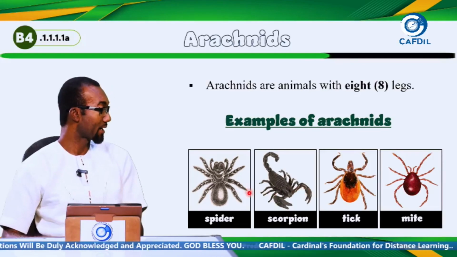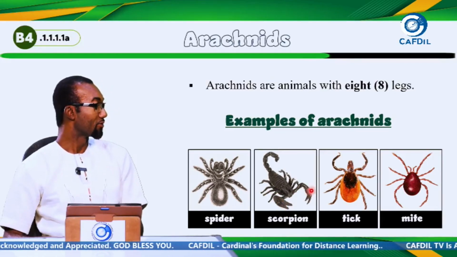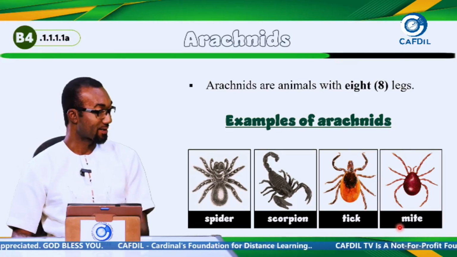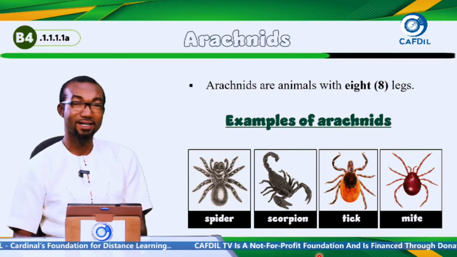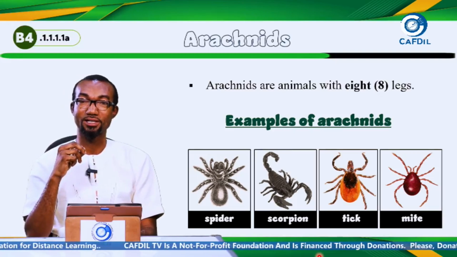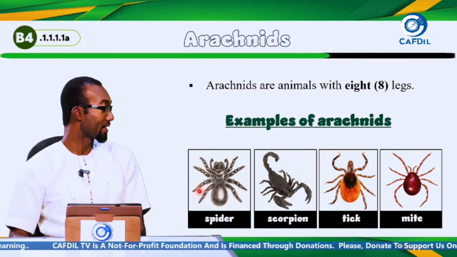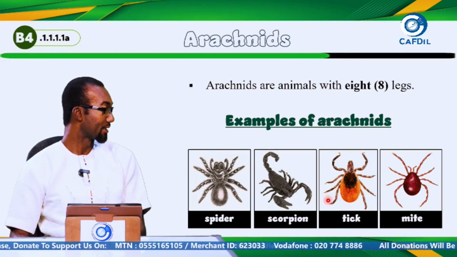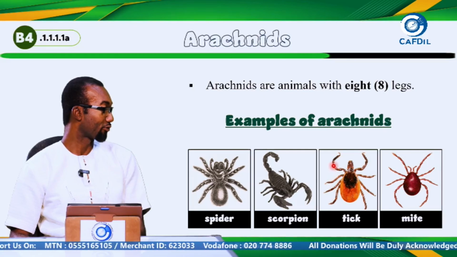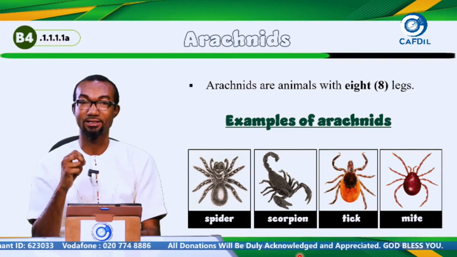If you look at the spider, if you look at the scorpion, if you look at the tick, if you look at the mites, they all have 8 legs. And because of their 8 legs, they are not considered as insects, but rather they are considered as arachnids. So if you look at the spider here, see that the legs are 1, 2, 3, 4, 5, 6, 7, 8. And the 2 you see here are the antennae. If you look at the tick here too, you see 1, 2, 3, 4, 5, 6, 7, 8. So arachnids have 8 legs.